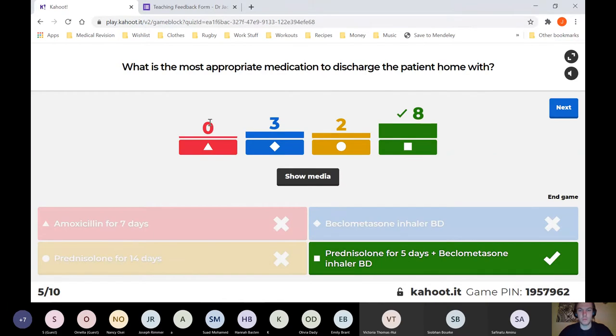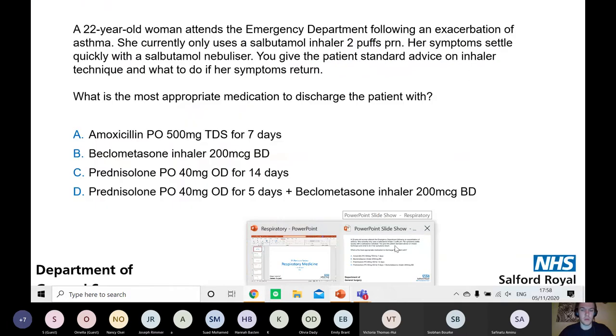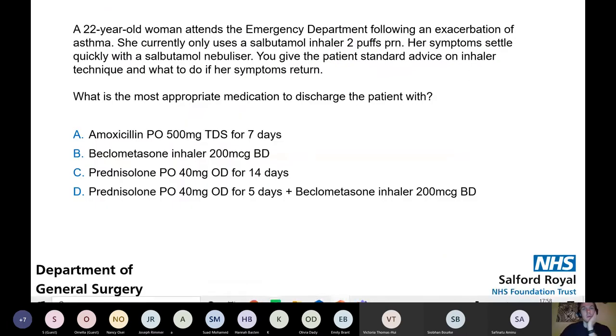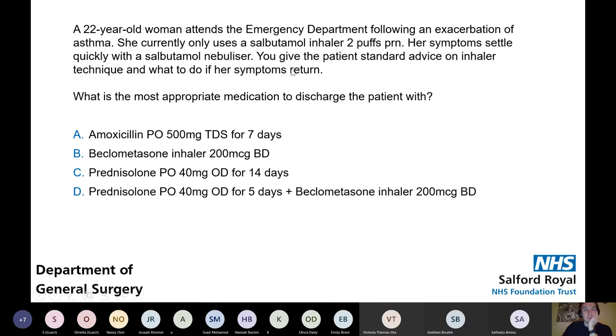Good, that was well answered. The reason that we want to do both of these things, you need to have a little bit of knowledge about how asthma is treated. In this question, she had an exacerbation. At the moment, she's only using salbutamol, so that's a reliever inhaler. It doesn't mention anything about a preventer.